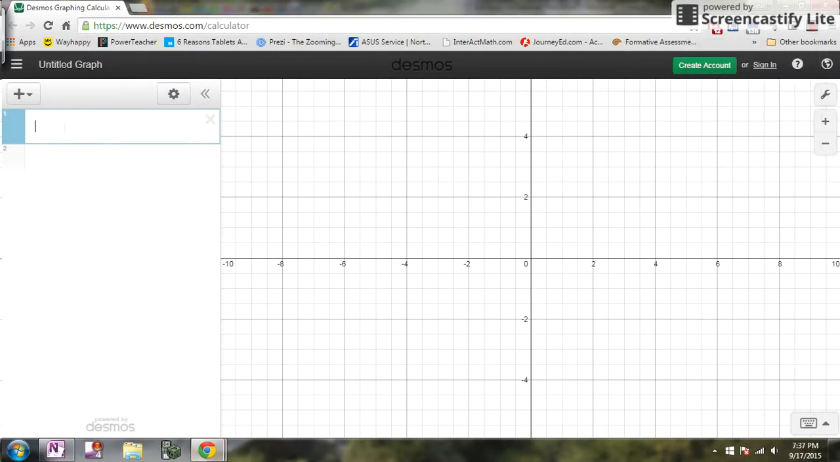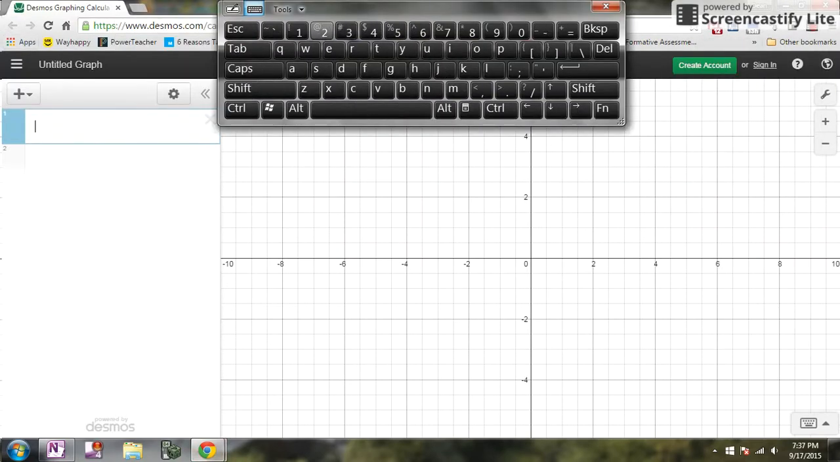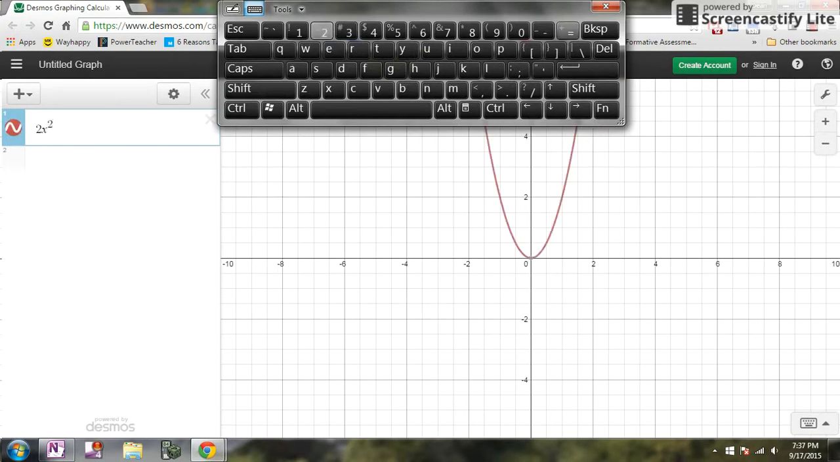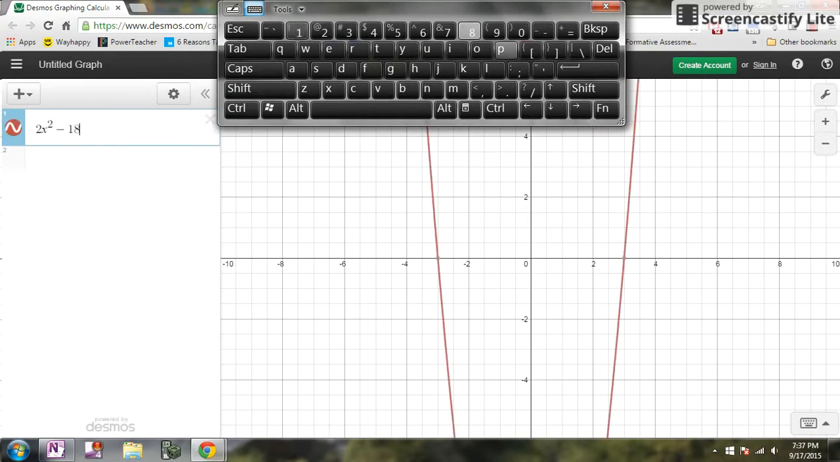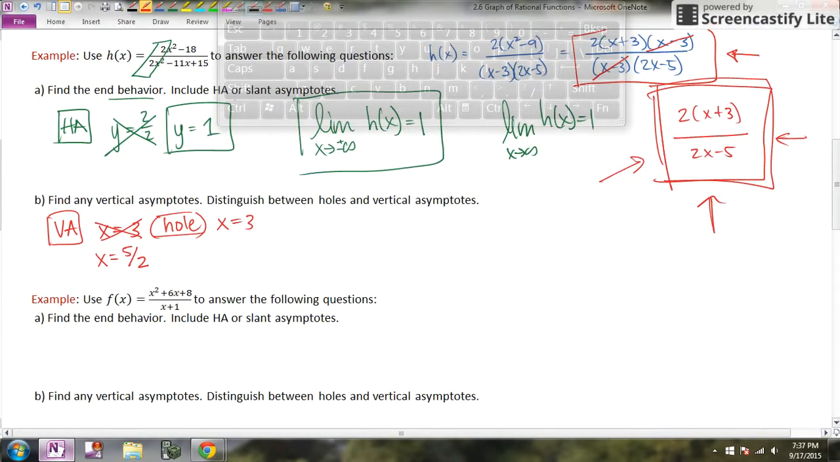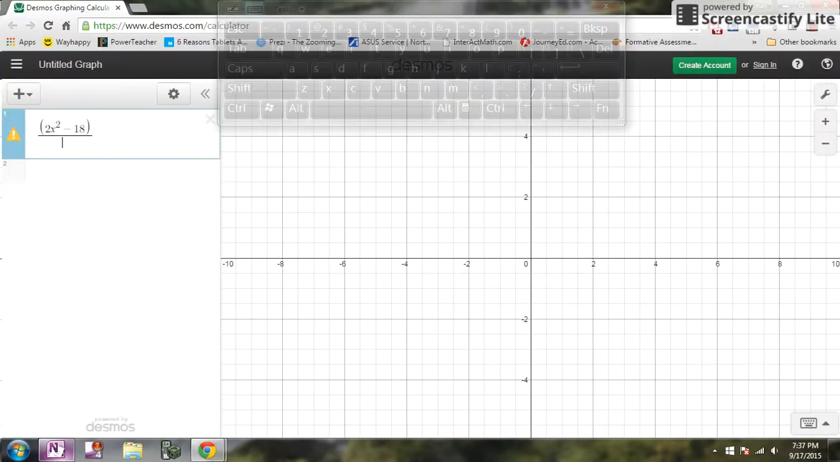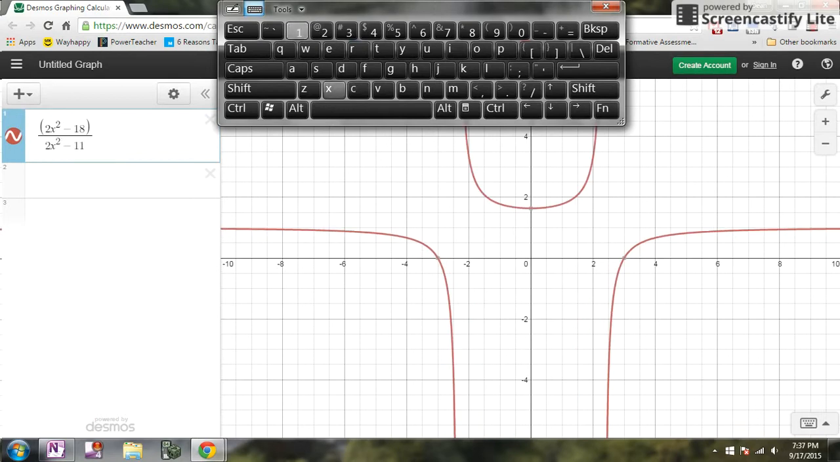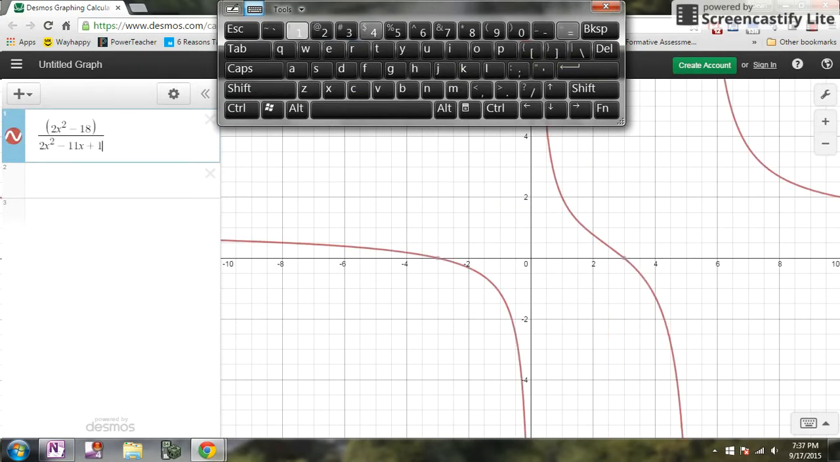So 2x squared minus 18, and darn it, I should have put that all in parentheses, right? Because I want it in the numerator, divided by, now what did we have in the denominator? We had 2x squared minus 11x plus 15.